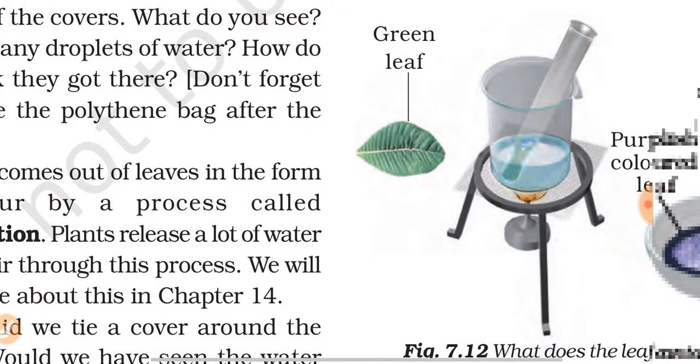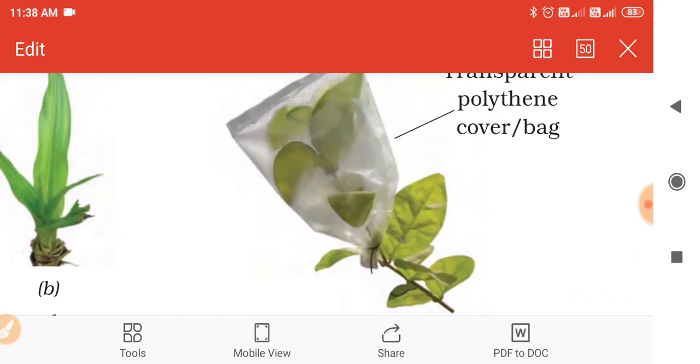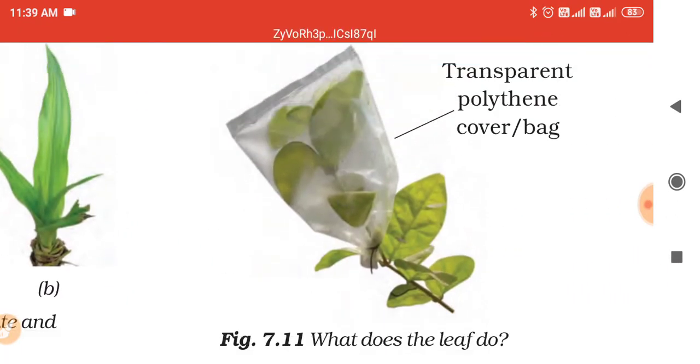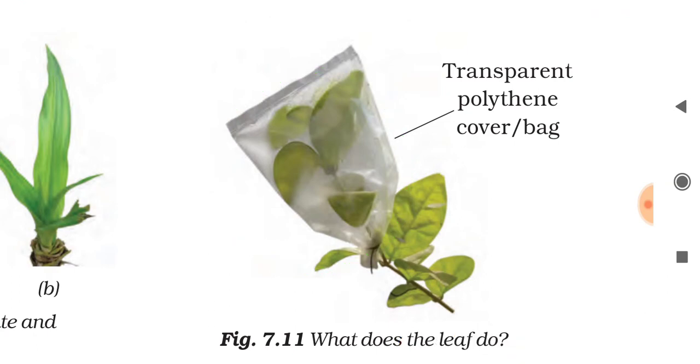So first we see the activity structure, what we have to make. If you do it at home, this is a transparent polythene bag. You have to cover the leaves with that.